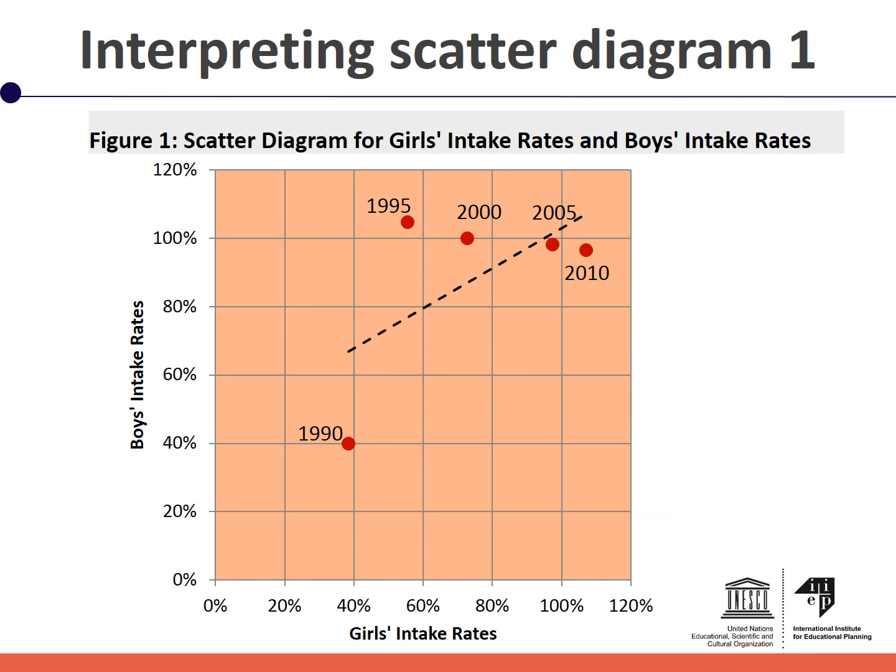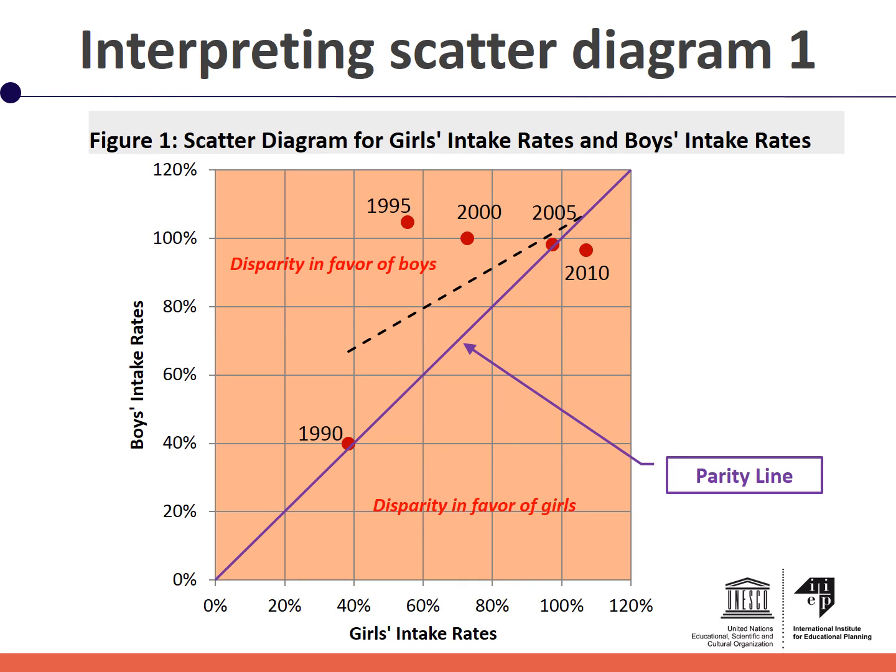This graph is called a scatter diagram. It shows the girls' intake rate on the x-axis and the boys' intake rate on the y-axis. The dots are shown where the values on the x-axis and y-axis cross. The parity line is shown by a diagonal line which goes through the equal values of x and y. The parity line is different from the trend line, which is the closest possible line from all the dots. The data point for 2010 appears below the parity line because the intake rate was in favor of girls in 2010. Stop the video and interpret the other data points.